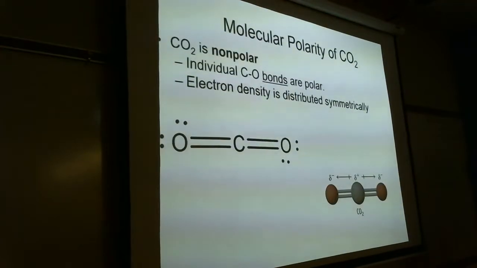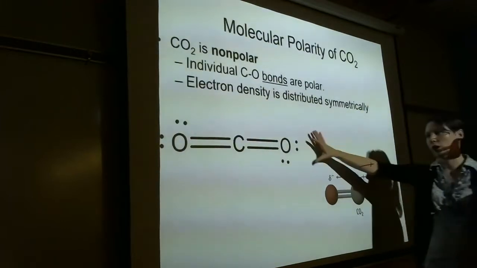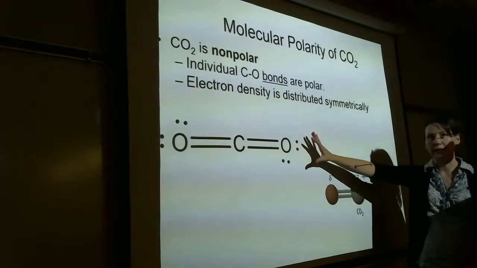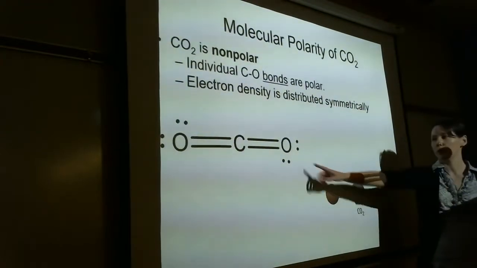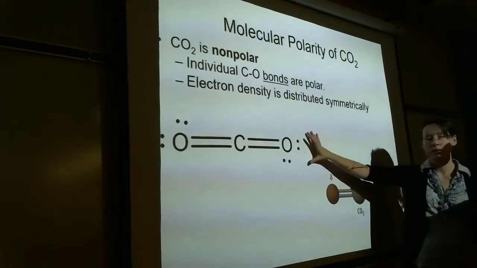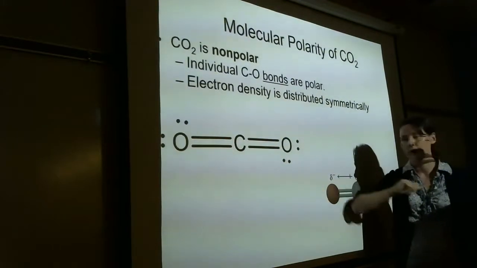Okay, so let's do CO2. Let's start with carbon dioxide. The first thing you have to do is draw its Lewis structure. Then if you look at its VSEPR theory, what's its shape? Linear. So using VSEPR theory it's linear, a straight molecule.